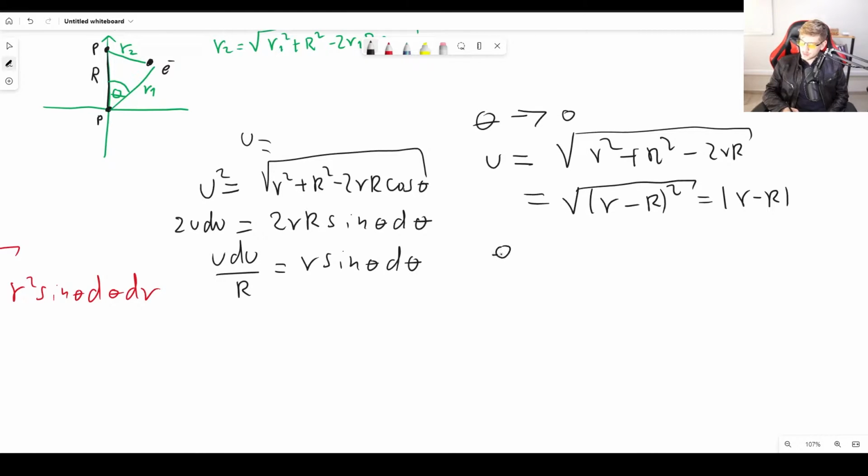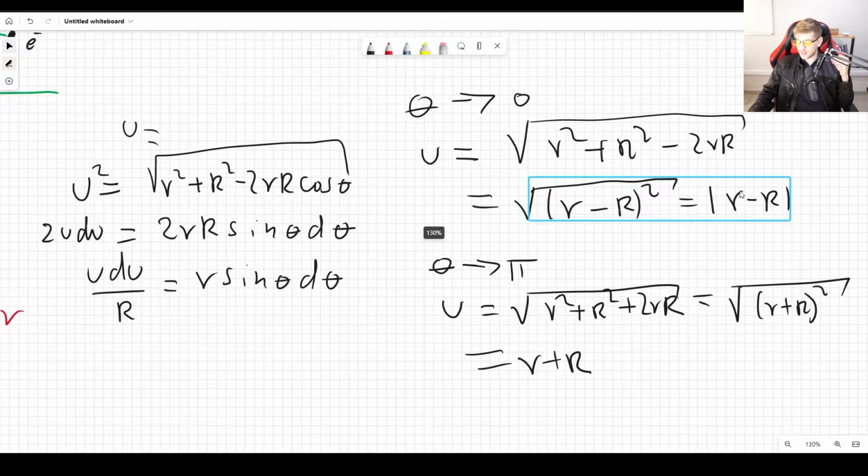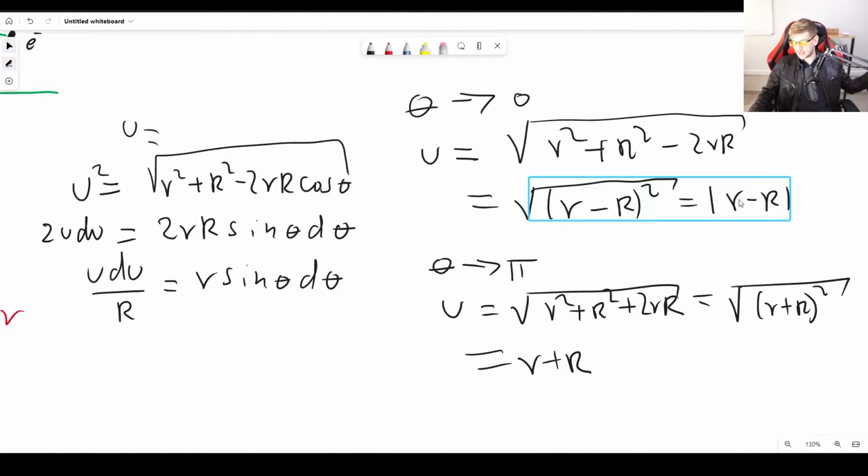Then, for the upper limit, theta goes to pi. And in that case, u will be the square root of r squared plus big R squared plus 2rR, which is the square root of (r plus R) squared, which is simply r plus R. Now, in this case, there is no need for an absolute value, because this quantity is always positive. There's no room for this to be negative, right? In the other case, it can indeed be negative if small r is smaller than big R.